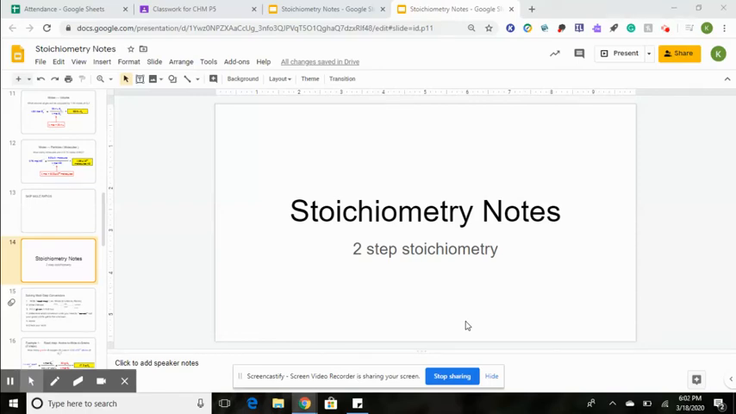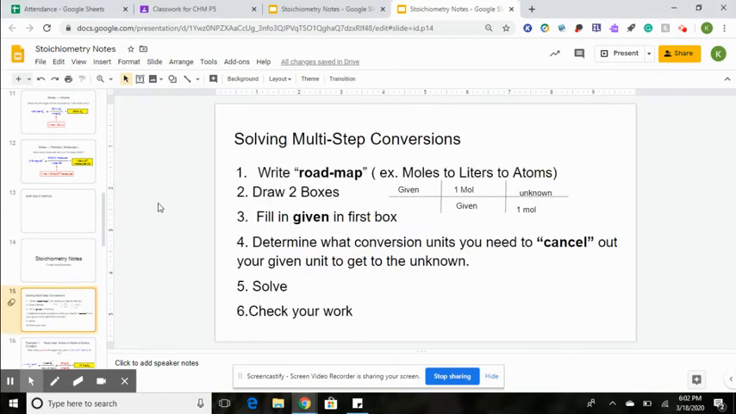Hey everyone. So in the last notes, we talked about one-step stoichiometry calculations. What we're going to get into today is calculating two-step stoichiometry calculations. So what does that mean necessarily? So this we're looking at multi-step conversions.